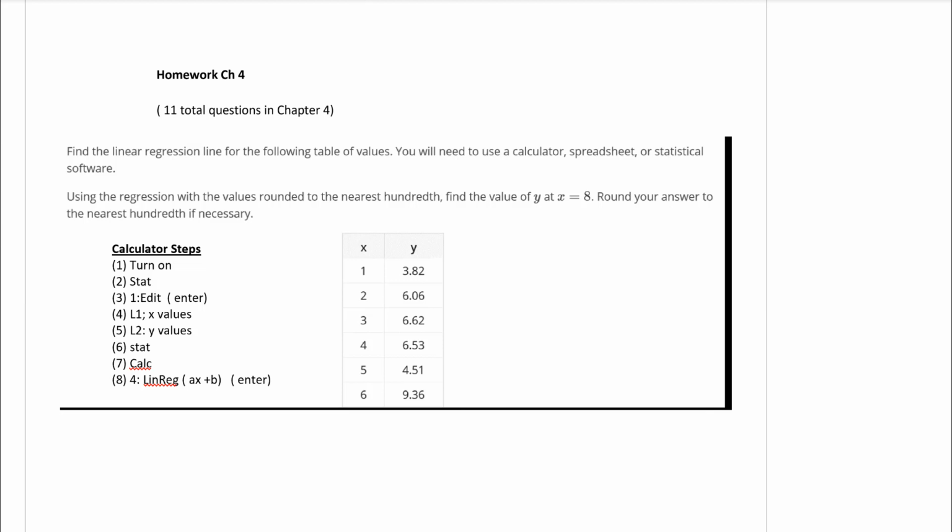From Chapter 4, specifically from Newton, it says find the linear regression line for the following table of values. You would need to use a calculator, spreadsheet, or statistical software. In this class we are using a graphing calculator. We are going to be using regression, and it tells us to round the values to the nearest hundredth. So our first thing is to find a linear regression line. We can say that's part A.